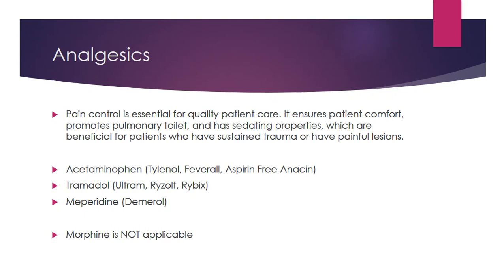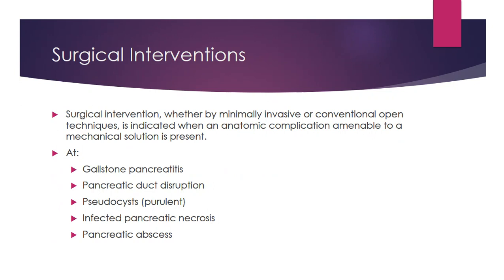Meperidine has multiple actions similar to those of morphine. It can produce less constipation, smooth muscle spasm, and depression of cough reflex than similar analgesic doses of morphine, but morphine causes spasm of sphincter of Oddi. That's why it's not used.